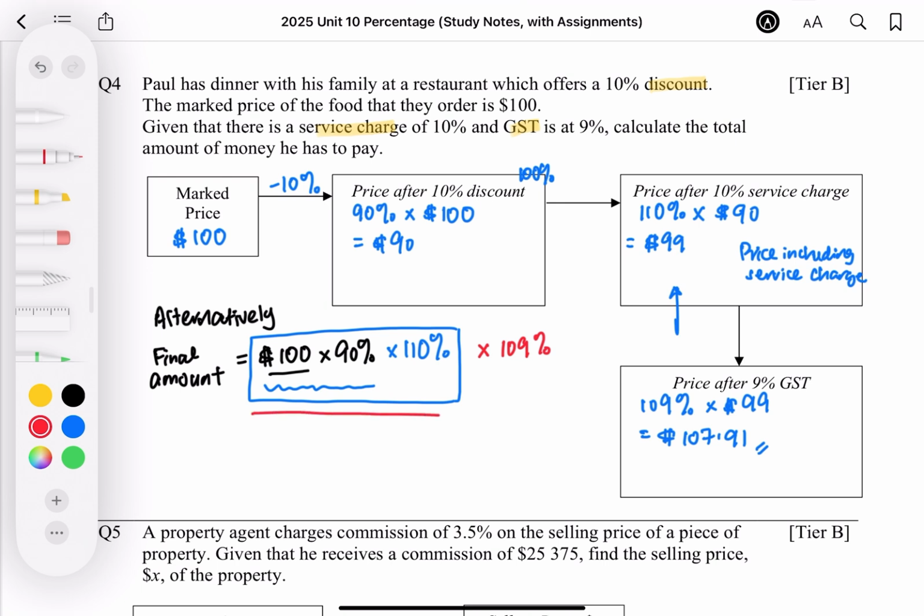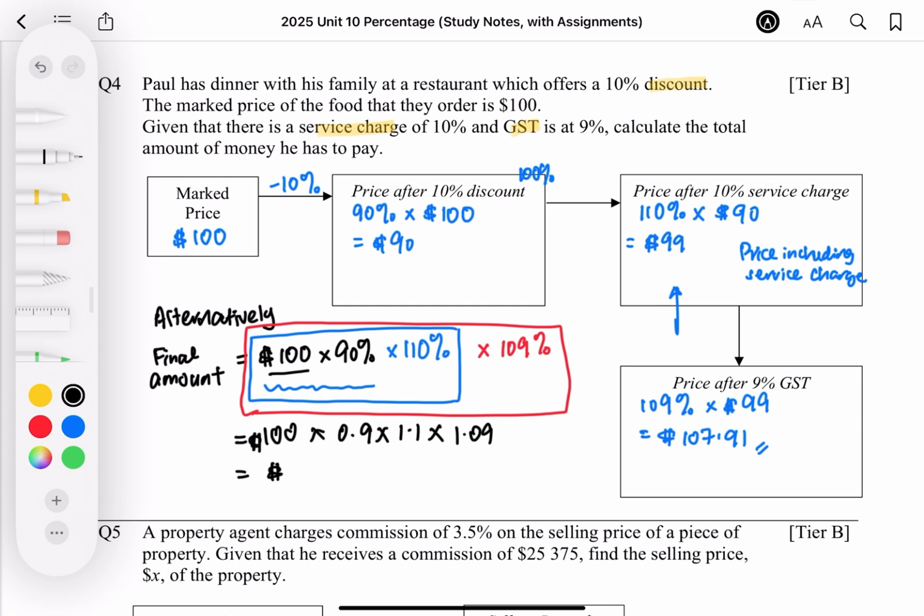So this would be the full expression, and therefore we will get 100 times 0.9 times 1.1 times 1.09, and therefore it will be $107.91, which is the same as what we found earlier on.